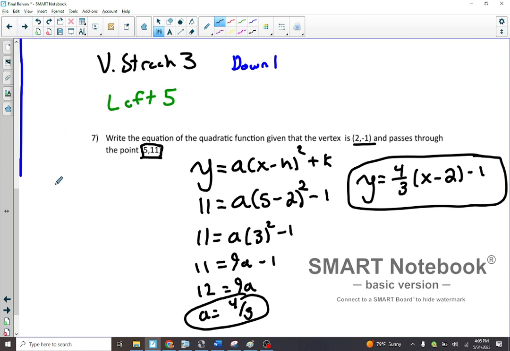Go ahead. So this would be a vertical stretch? No, it's more than 1, so it's still a vertical stretch by 4/3. But you can think of it as 1/3 bigger than normal.